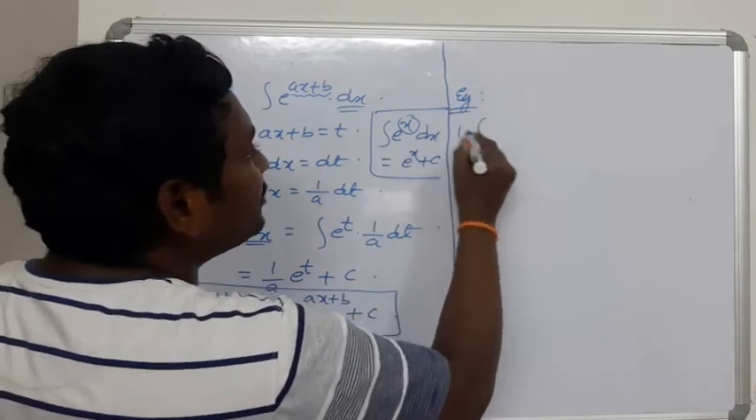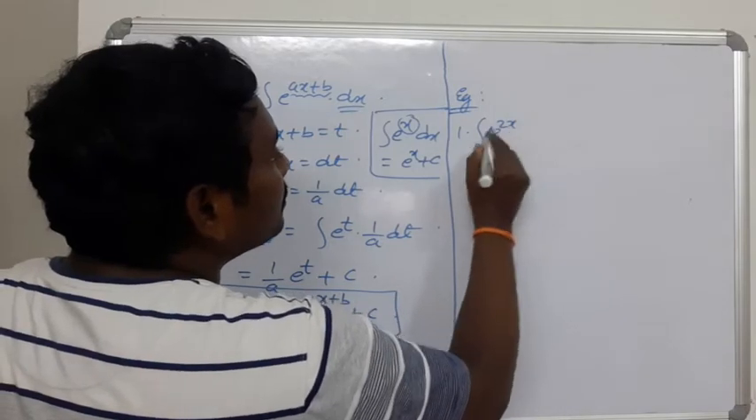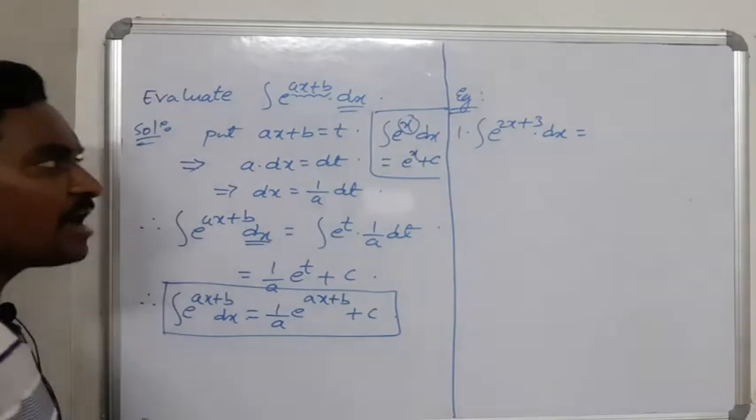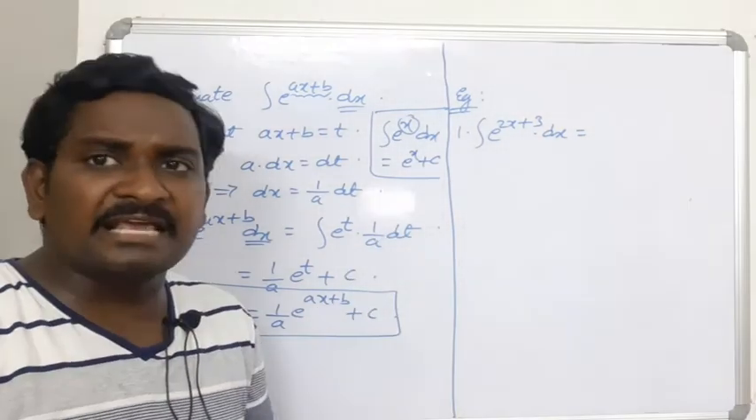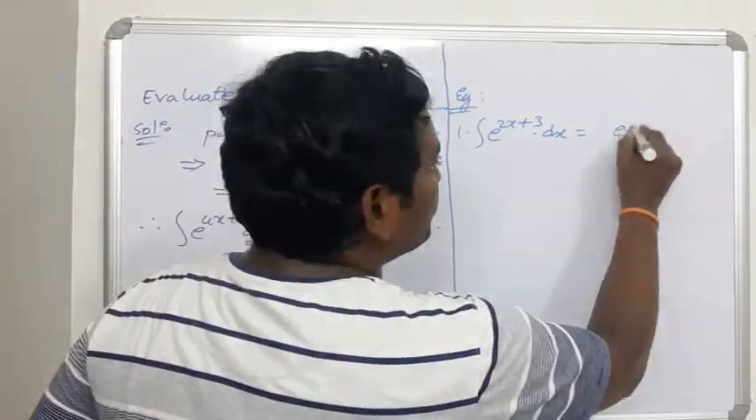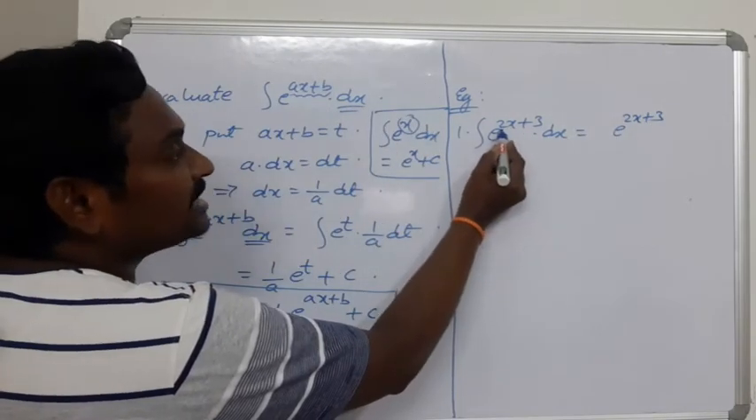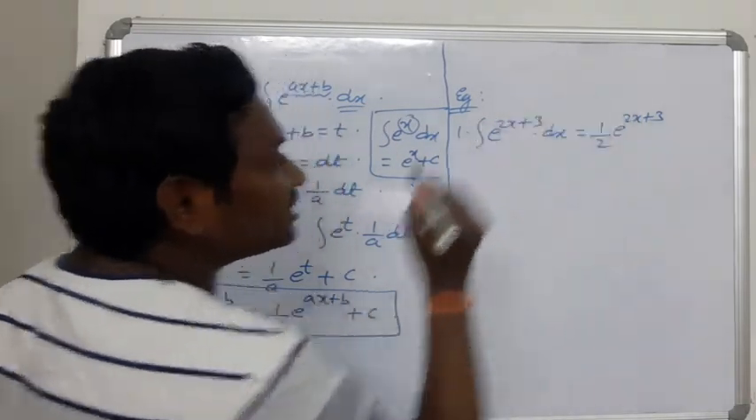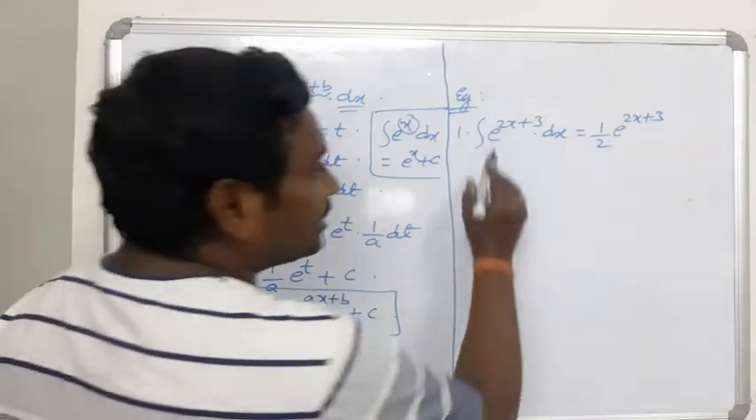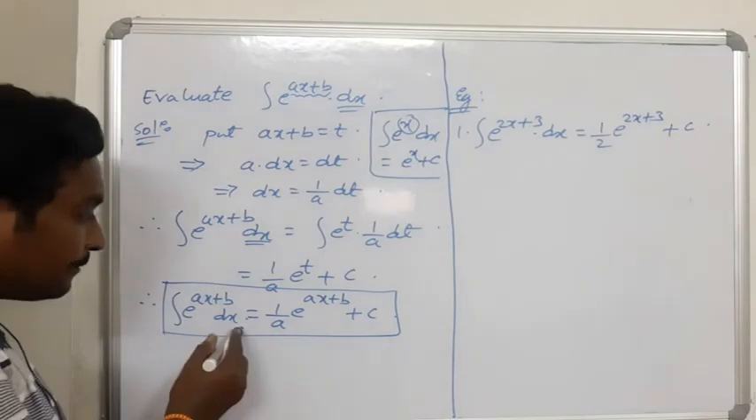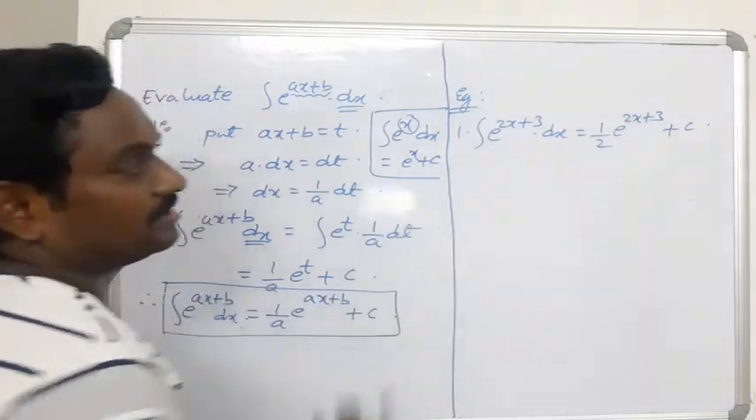Suppose we have to find the integration of e power 2x plus 3 into dx. The integration of e power 2x plus 3 is itself, e power 2x plus 3, but the x coefficient is 2. That's why you should write the x coefficient in the denominator, plus c. Integration is completed. Directly by applying this formula you are getting it in this way.